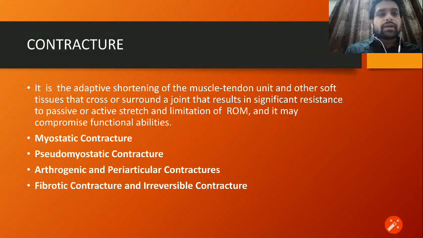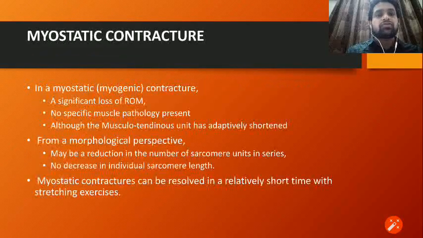Next is contracture. It is adaptive shortening. What is meant by contracture? It is adaptive shortening of the muscle tendon unit and other soft tissue that cross or surround a joint that results in significant resistance to passive or active stretch and limitation of range of motion, and it may compromise functional abilities. This contracture we can divide mainly into four types: myostatic, pseudomyostatic, arthrogenic and periarticular, and fibrotic and irreversible contracture.